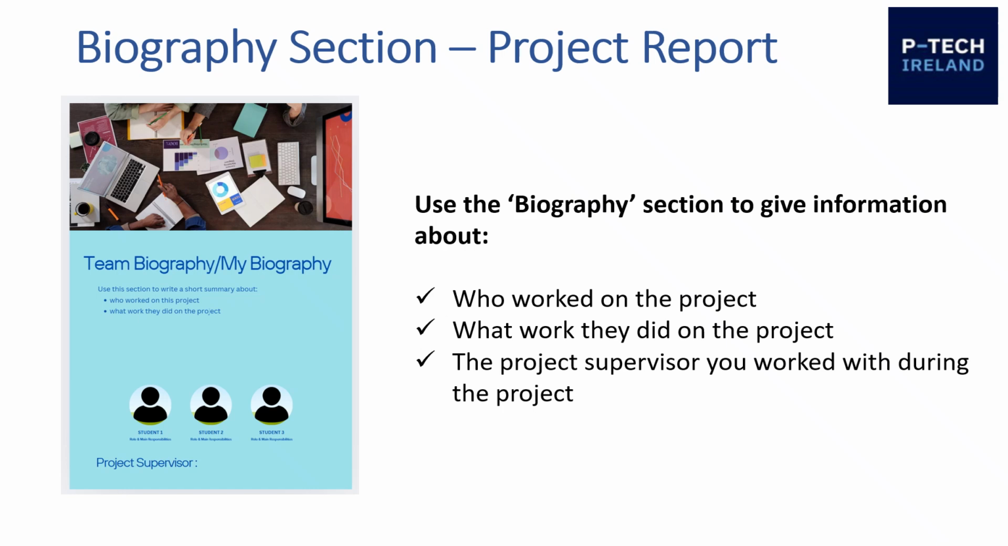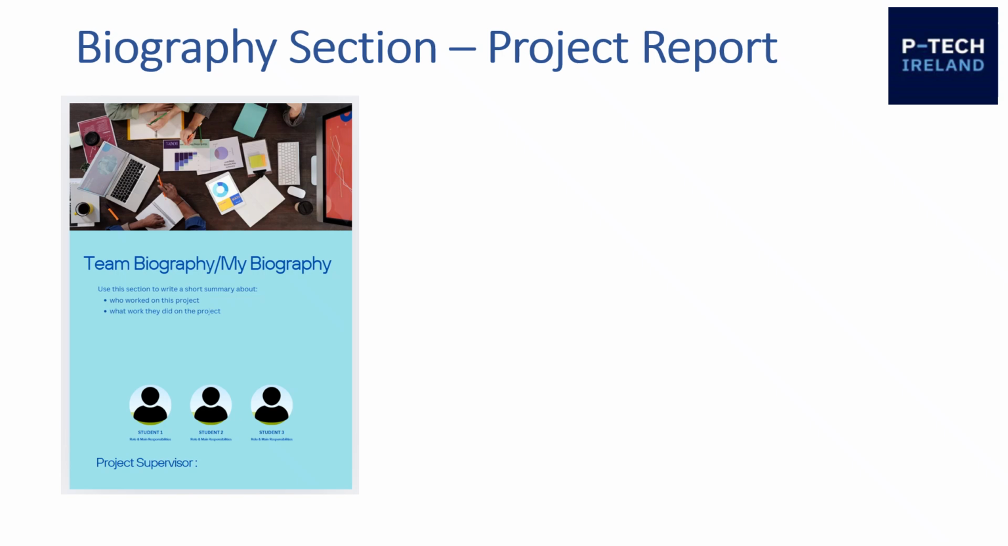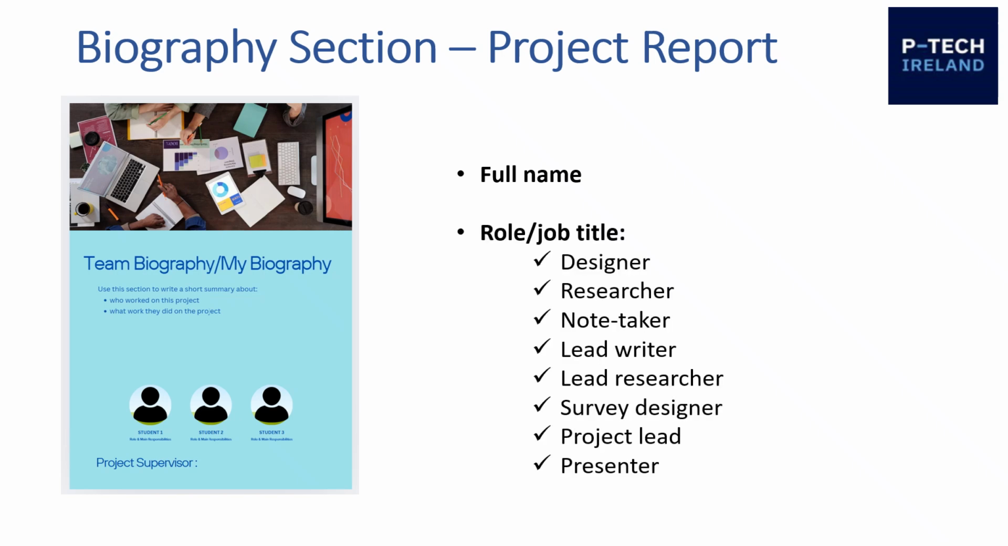When we're communicating who worked on the project, we'll always include full names. So the names and the surnames of who worked on the project. You'll also communicate what role the person had on the project, and you'll describe the different roles and responsibilities that each person had. On screen now, you can see examples of the different roles that people might have on a project. I won't go through them all, but I'm just putting them on screen to give you ideas.